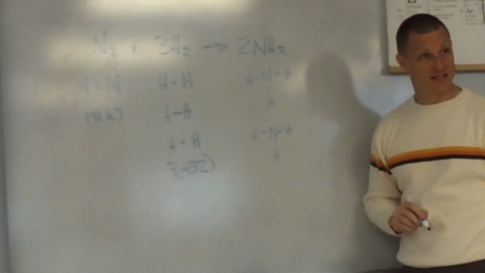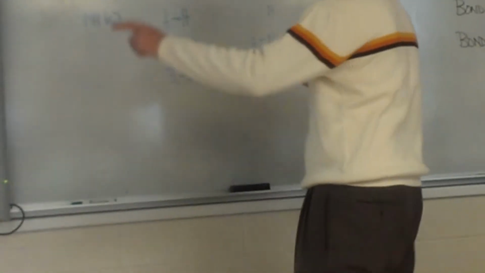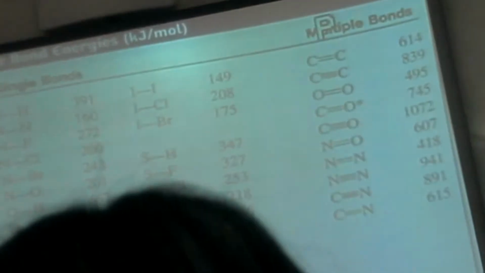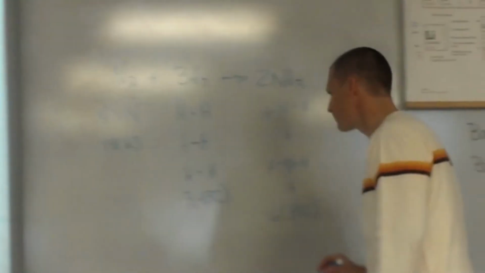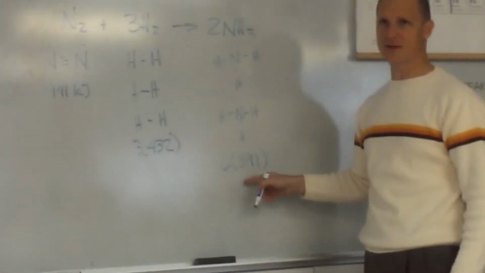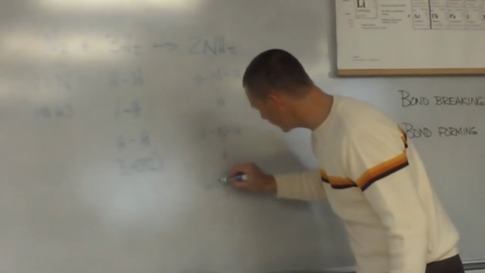No, 6, 6. 3 there and 3 there in the balanced equation. So the N-H bond is on top of the second column, 391 times 6. Oh, did I forget something here? These bonds are being formed. This is a negative value.